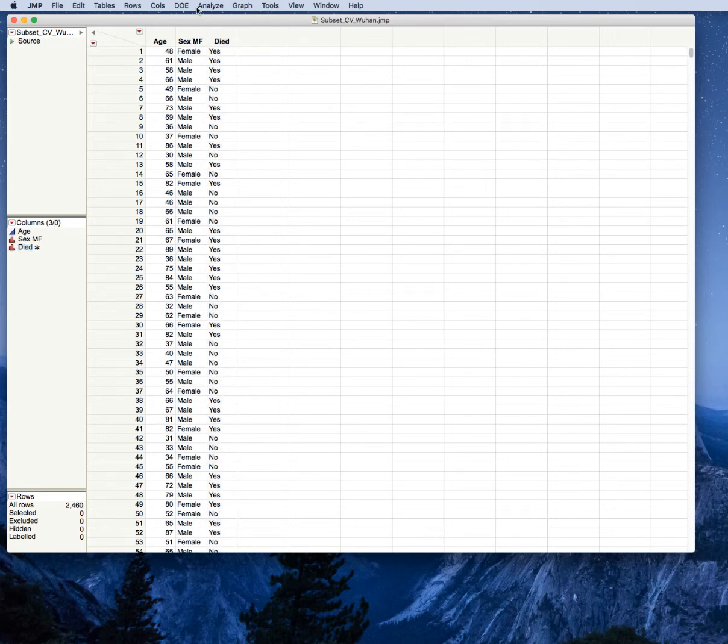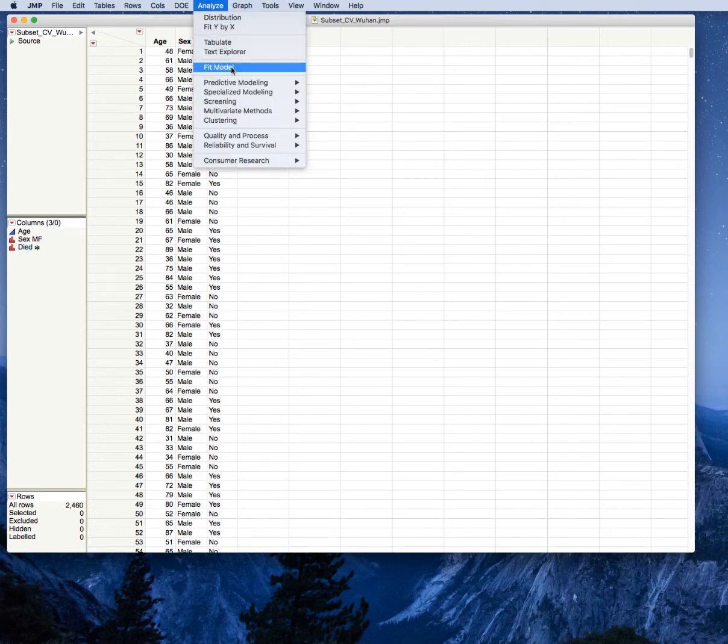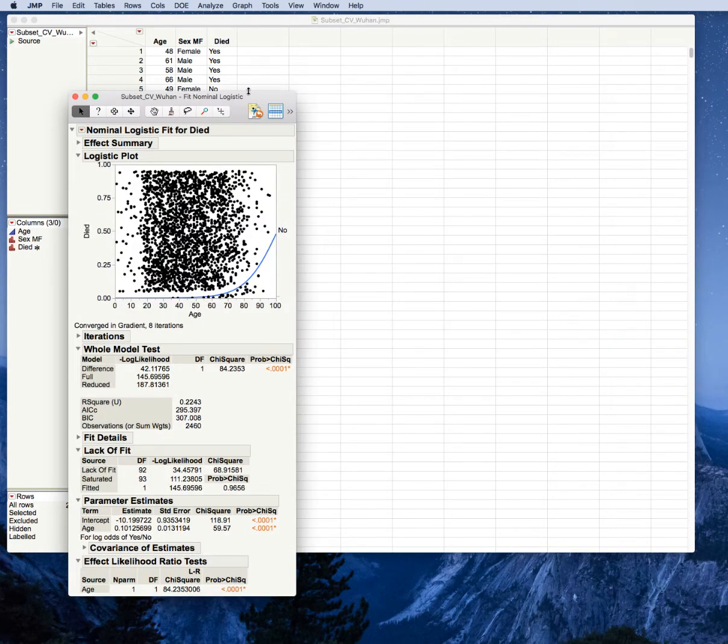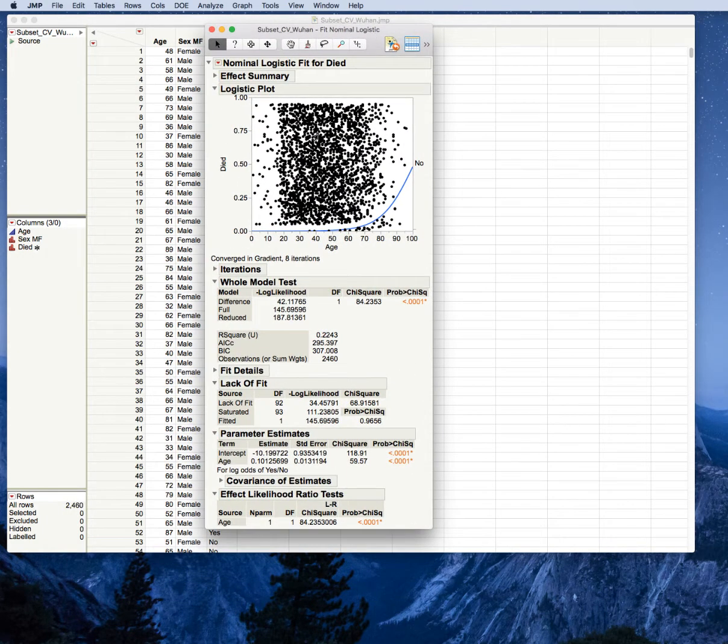Okay, so let's go ahead and look at a simple logistic regression fit model for age. So put died, yes or no here, and let's put age and press run. And what we get here, you can see we have points for all of the people that are included in this sample. The question being, is age a predictor of death?